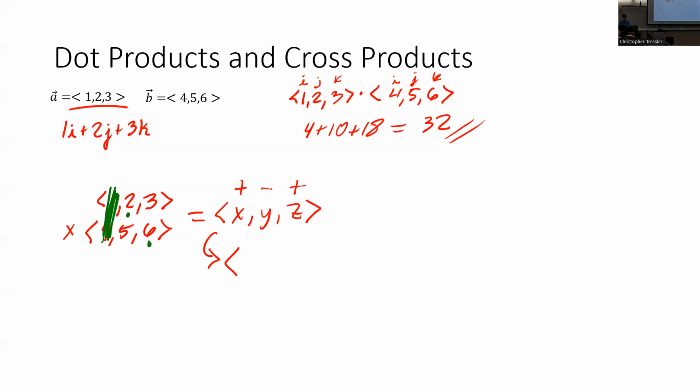So we're going to get 2 times 6. What's that, guys? 12, right? So we're going to get 12. And then we're going to look at the other two diagonals, and we're going to actually subtract those. So we're going to get 12 minus 15.